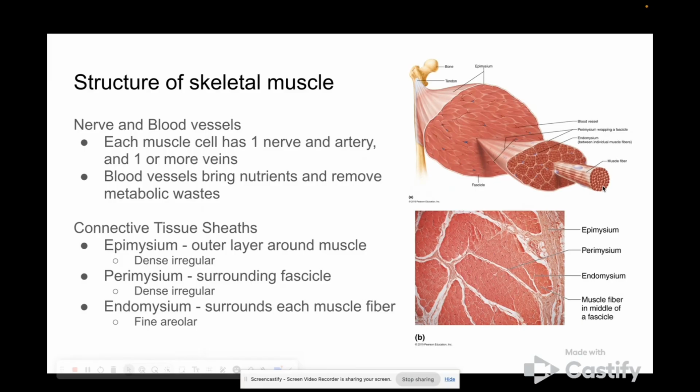The myofibrils have the sarcolemma as their cell membrane, and the cell membrane is what is going to synapse with a motor neuron to undergo the neuromuscular junction. And the endomysium is made up of fine areolar connective tissue.